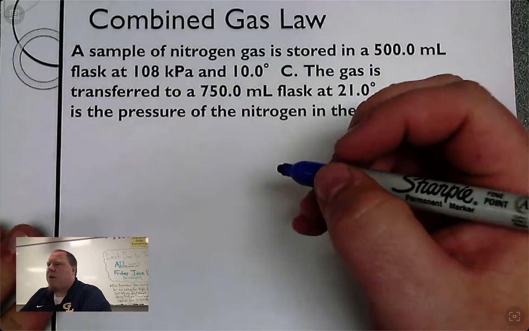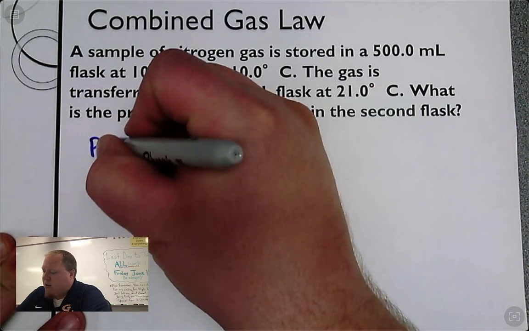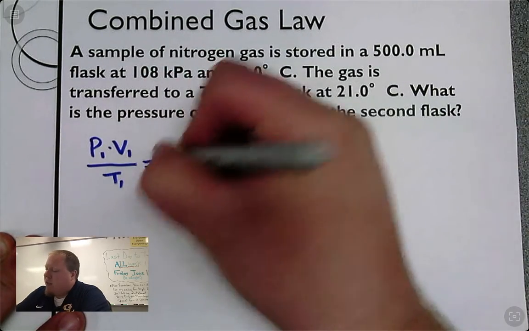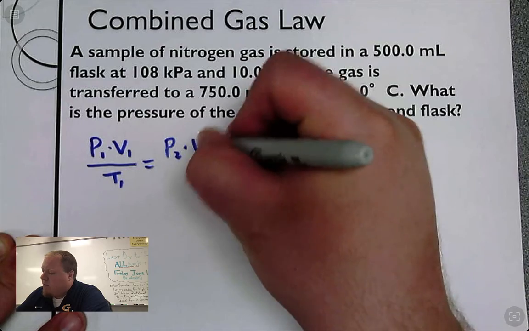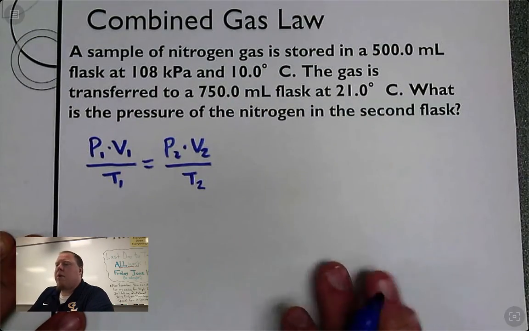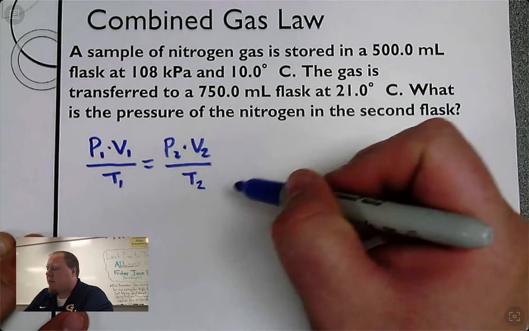Okay, so we have our original equation that I just showed you. We have pressure 1 times volume 1 divided by temperature 1 is equal to pressure 2 times volume 2 divided by temperature 2. Okay, so what I'm going to do here is look at this and try to identify all of these pieces.